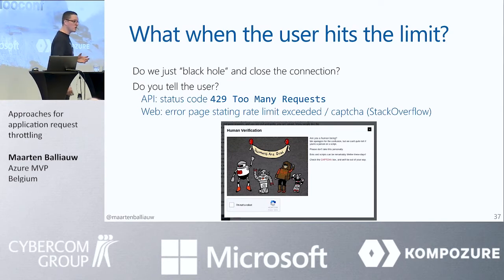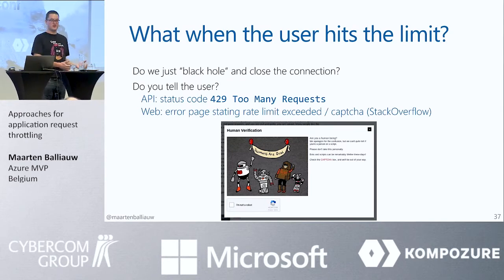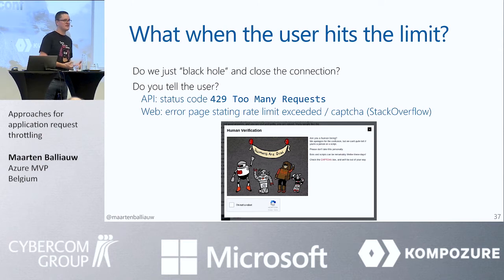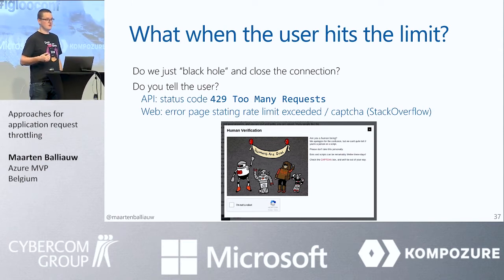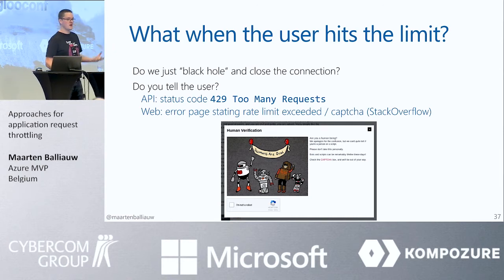Do you just black hole and close the connection? That's one way of doing things, but I'm not in favor of that. Typically, you want to tell the user that they are being throttled, using status code 429, for example. And maybe you also want to give them some information about why you are rate limiting them.